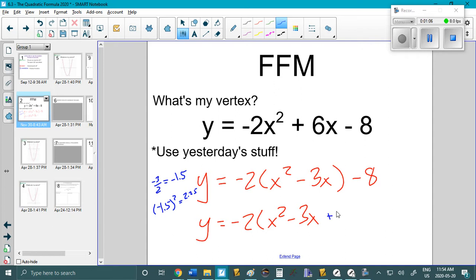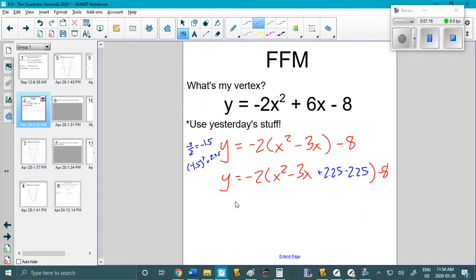So this means that we add 2.25 and then we subtract 2.25. We get -8. Remember, adding and subtracting the same number ensures that nothing has changed. Now we factor this first three terms here. So we need two numbers that multiply to 2.25 and add to -3. Well, we know that 1.5 times 1.5 is 2.25, and if we make them both negative, we'll have x minus 1.5 and x minus 1.5, or x minus 1.5 squared.